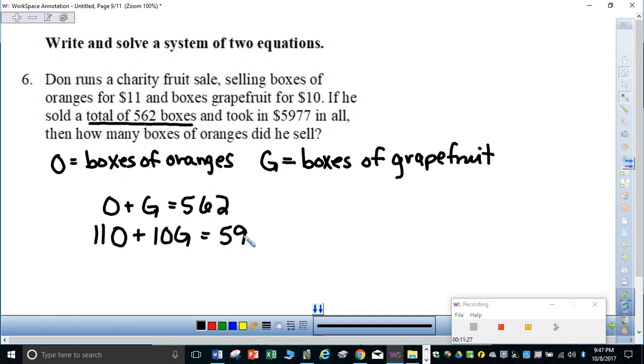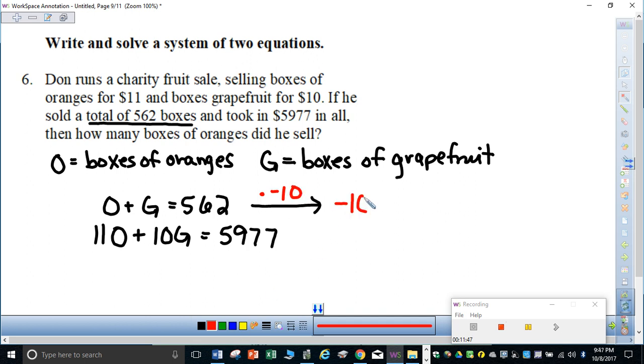Altogether, that's going to cost $5,977. All right, that's it. So those are the two equations. You can solve using substitution or elimination. I'm going to do elimination, multiplying everything in the top equation by negative 10.